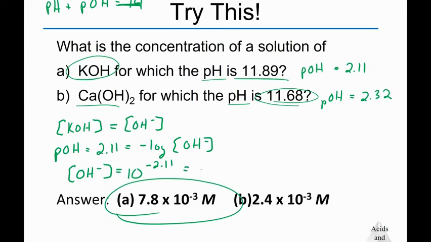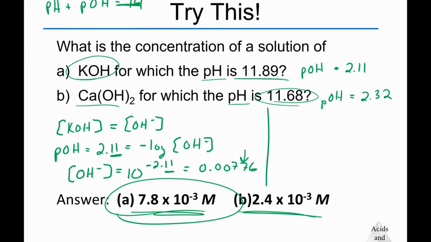Again, I think when you calculate that out, you get like 0.00776. Since this has 2 decimals in the pH or pOH, I'm going to round to 2 significant digits, and that's why I get that answer. Okay, we're going to go ahead and work this one out as well. I'll work that one out over on this side.